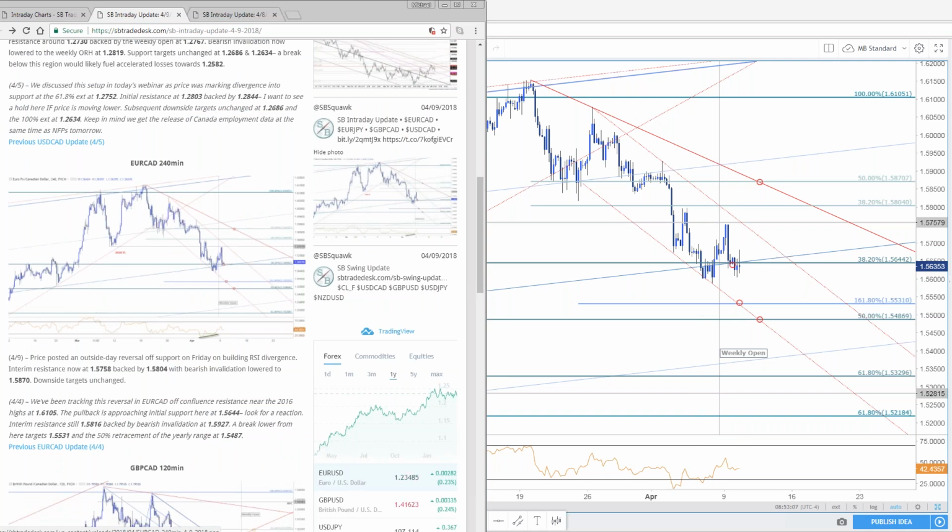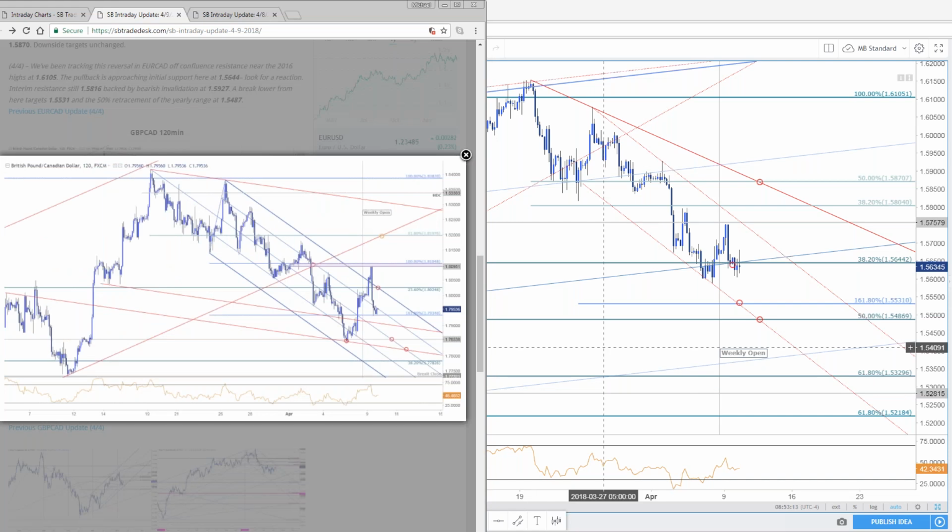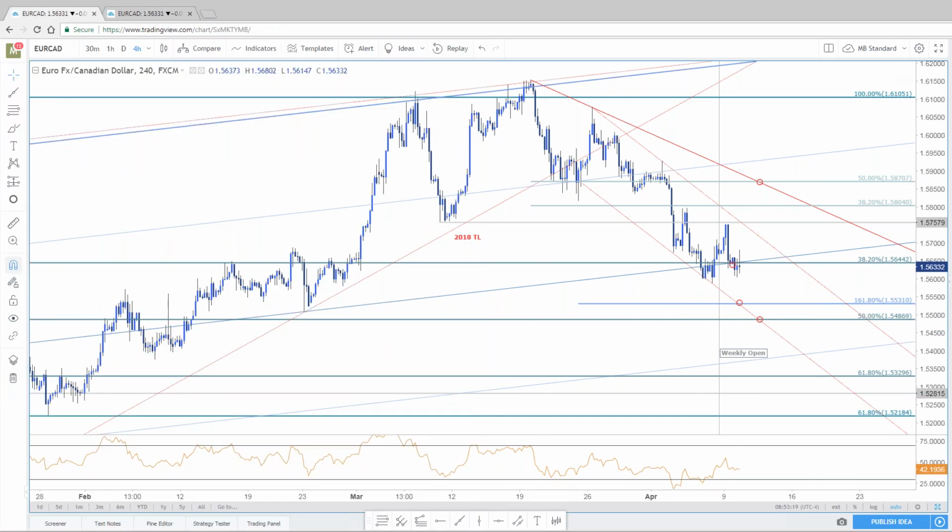So pound CAD, this is the one that was a little bit more contentious. We saw the reversal, because where it happened was very interesting. Pound CAD did the very same thing.